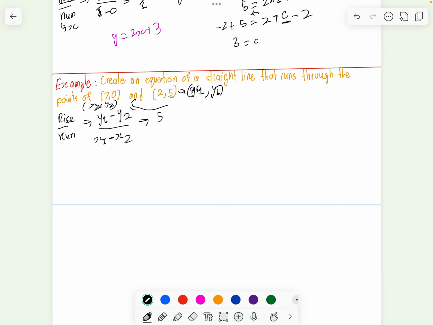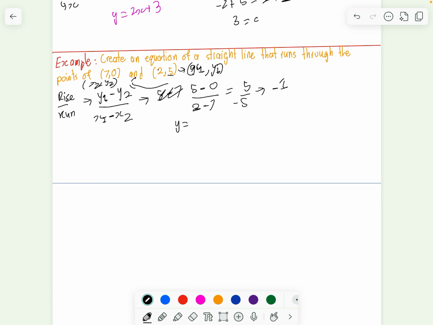Okay, so we go 5 minus 7. Sorry, no. We have our 5 minus 0 as the y values, and then we have our 2 minus 7. Then that's 5. 2 minus 7 is negative 5. So our gradient is essentially just negative 1.